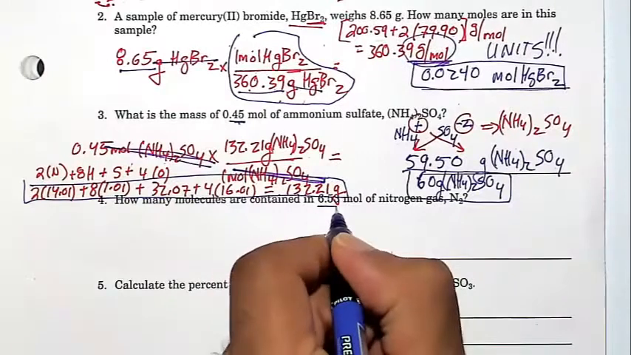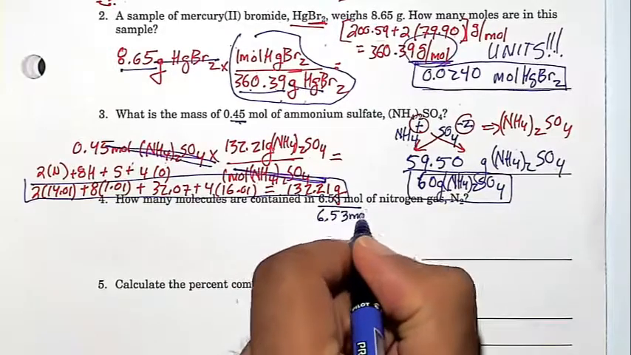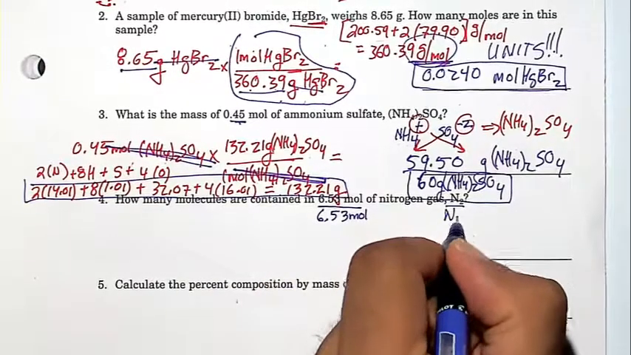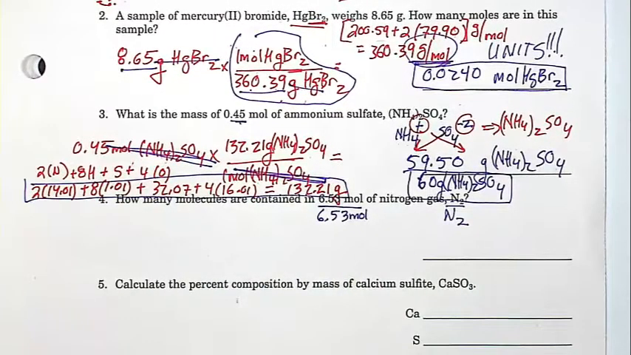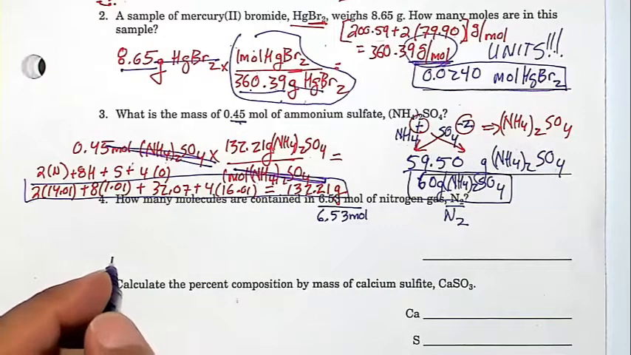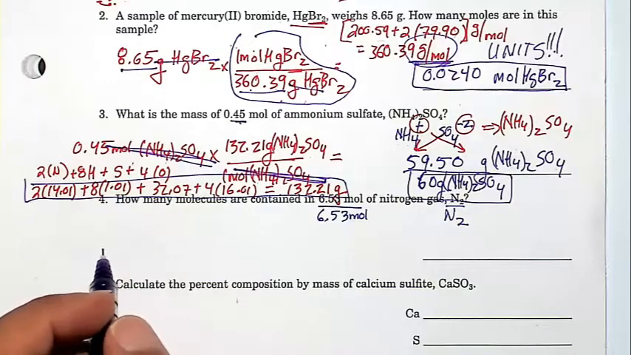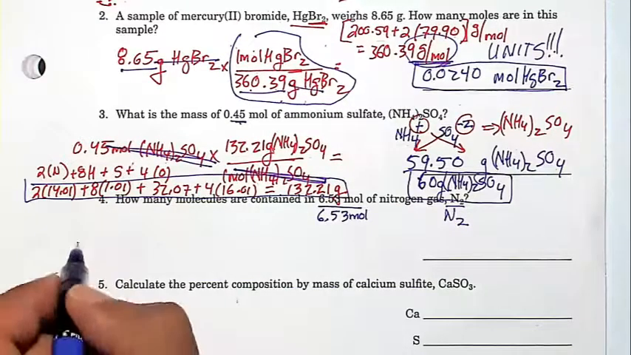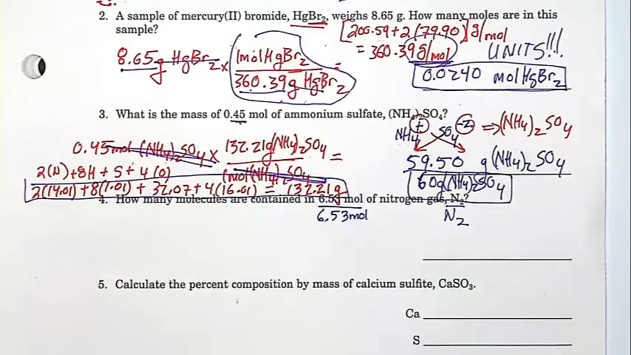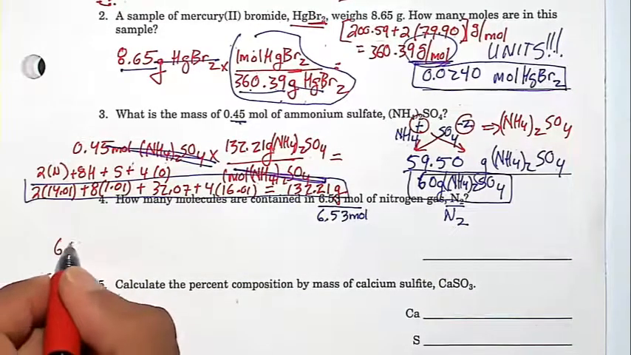All right, so it looks like I crossed out some of this one. Let's read it here together. How many molecules are contained in 6.53 moles of nitrogen gas N2? So nitrogen gas exists as diatomic, and it's asking for how many molecules. So what definition of the mole should you use here? You should use Avogadro's number. So 6.53 moles of N2 gas.